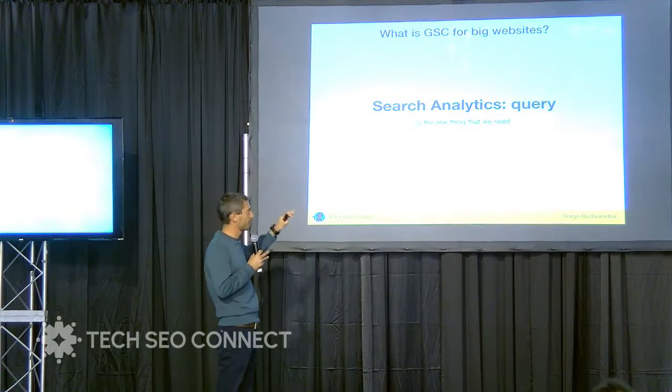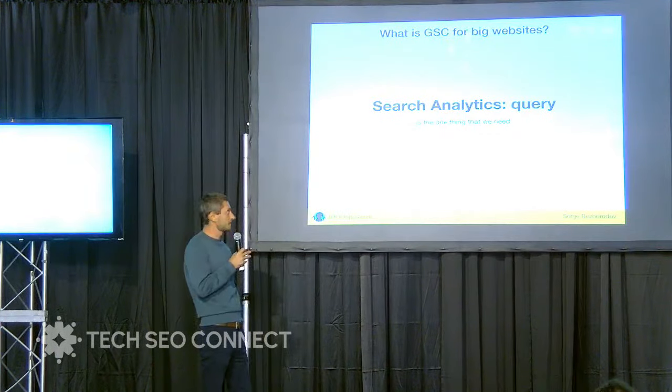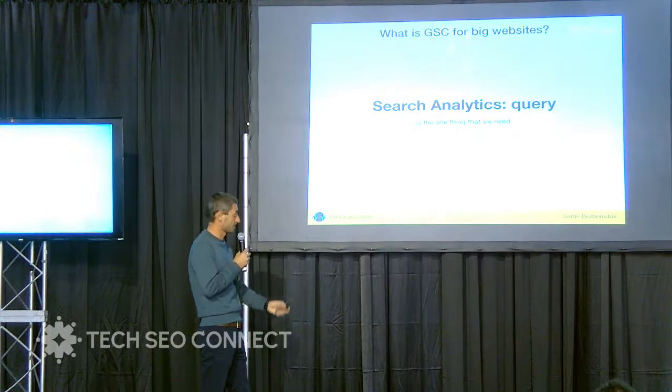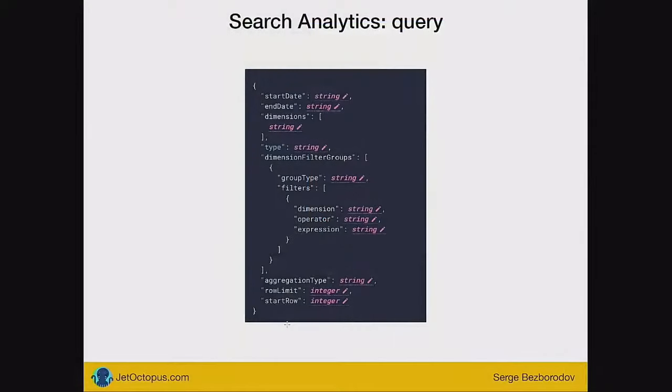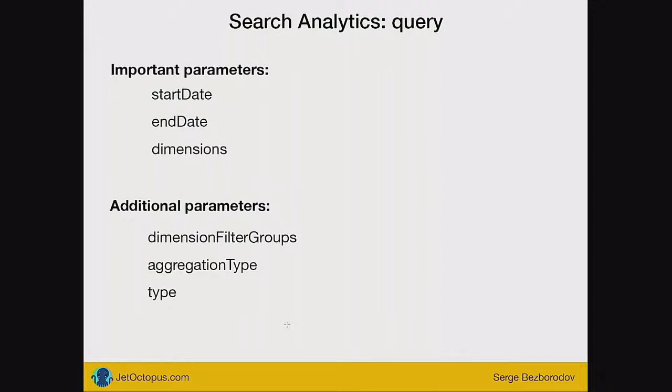Anyway, URL inspection is also very fine, but for our analytics needs, we need only one method, query. The signature of the method has a few fields. We will not go through them; you can check the documentation. We have important parameters and additional parameters. I believe even without my description, you realize what they do. Start date, end date, and dimensions. That's the basic thing, what you can do with them is like 90% of your job.